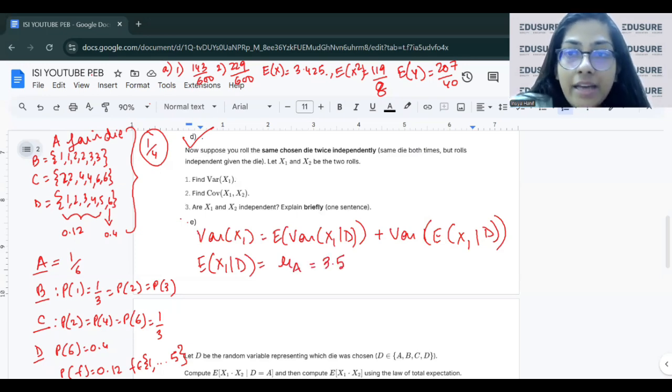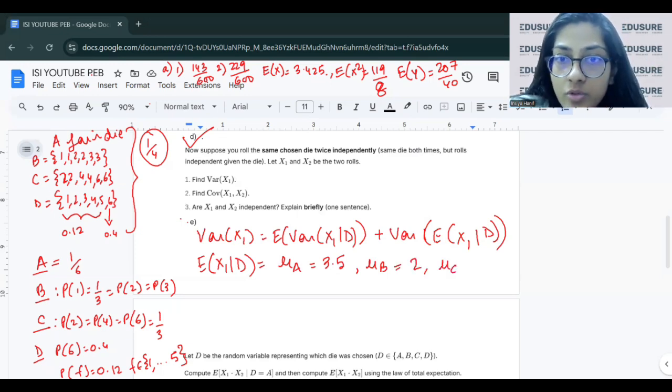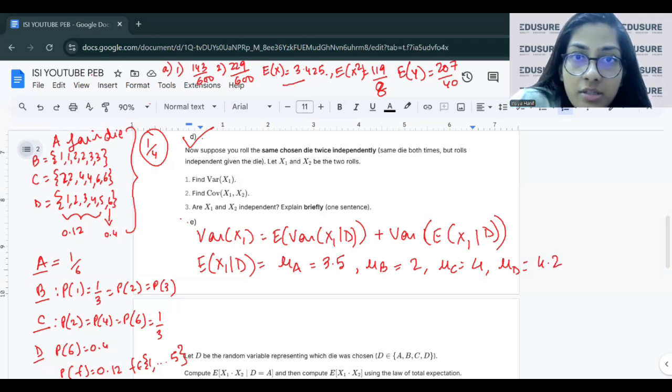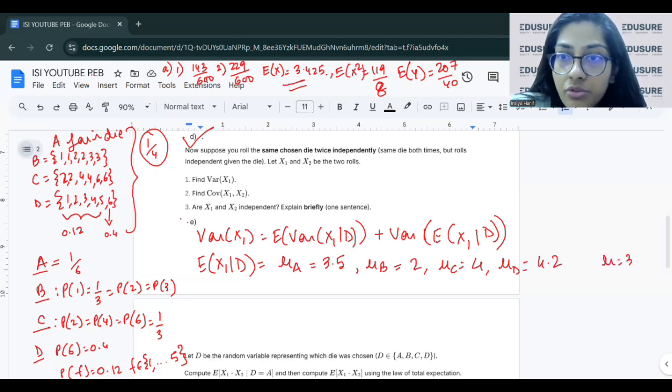What is the expectation of A? This. What will mu B be? So what is the expectation of 1, 1, 2, 2, 3, 3? That's going to be 2. Mu C is going to be again, what is the expectation of 2, 2, 4, 4, 6, 6? 4. And what will the weighted mean mu D be? It is 4.2, right? In total we had calculated the expectation, which was this value, 3.425. So mu is equal to 3.425.